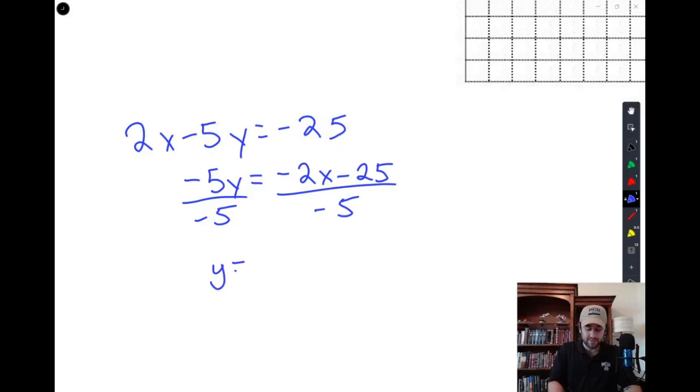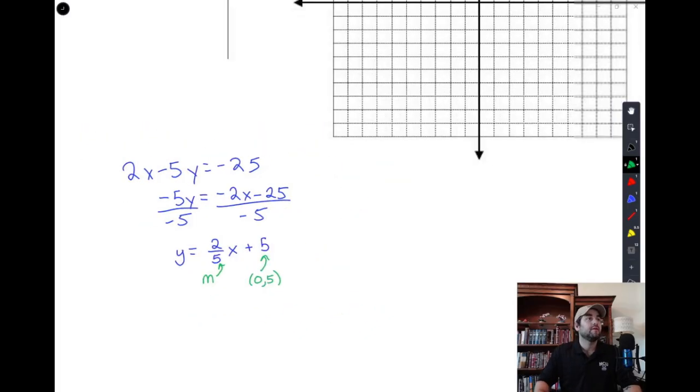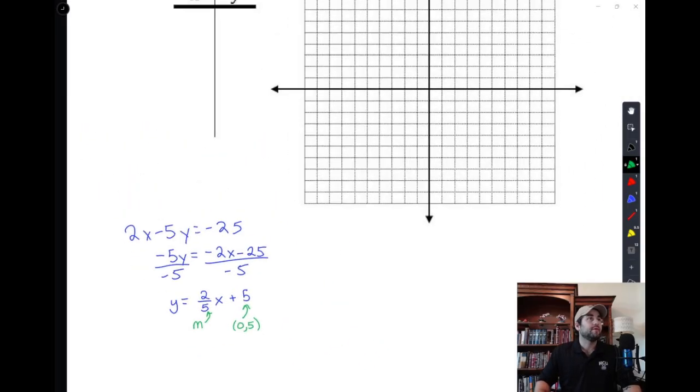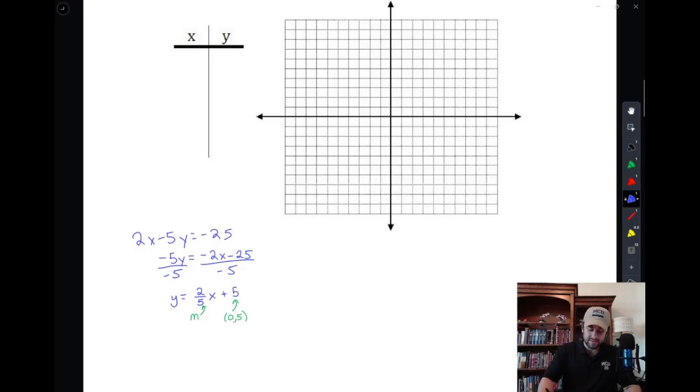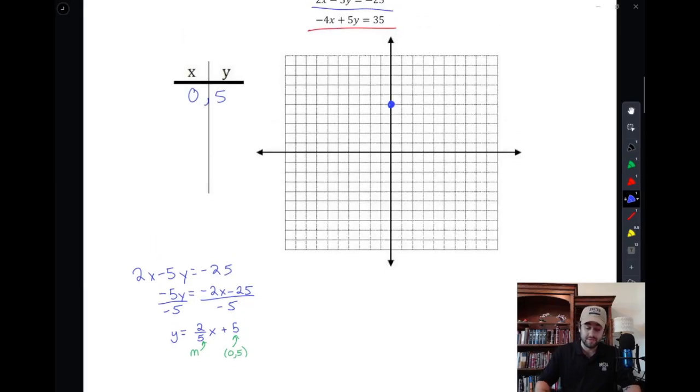And so y equals 2 over 5x. There's my slope. Plus 5. There's my y-intercept, 0 comma 5. And so for the blue line, I'm going to go up here and I'm going to plot a point 0 comma 5 because that's my y-intercept. And then I'm just going to use rise over run, up 2 over 5, up 2 over 5, to plot a few more points.